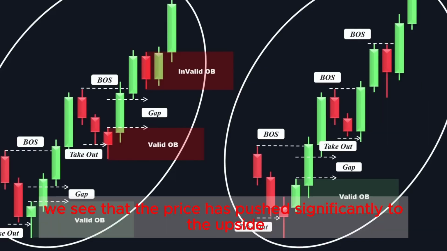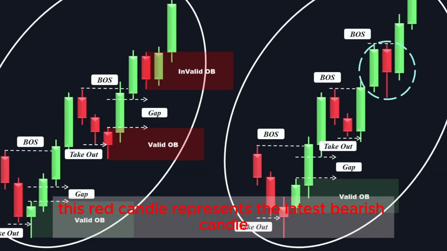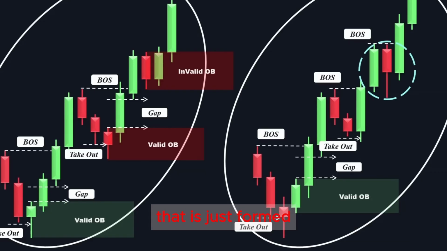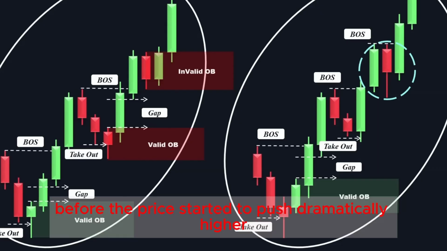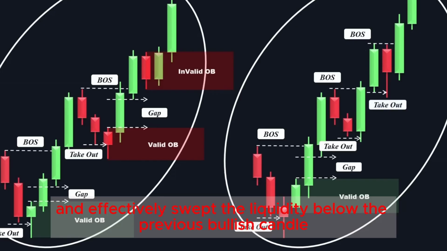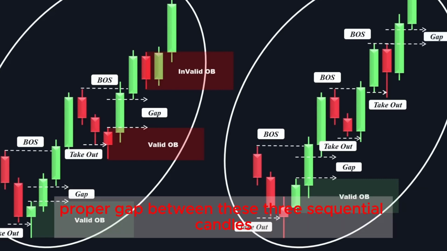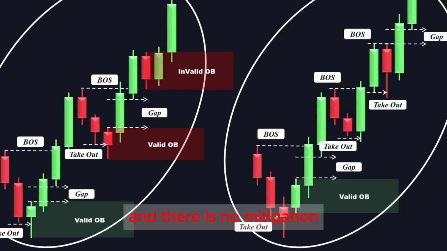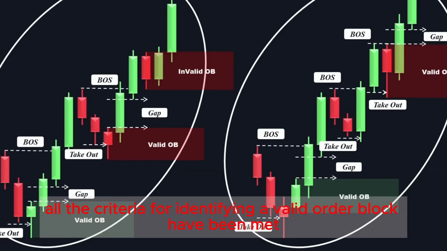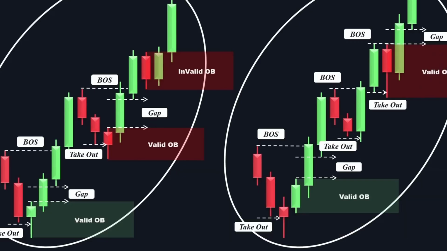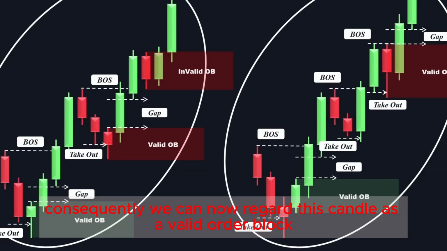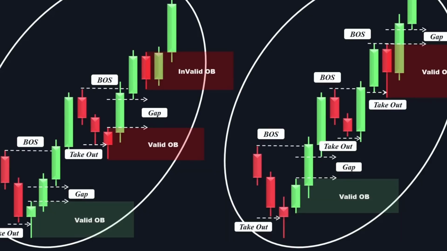Continuing, once again we see that the price has pushed significantly to the upside. This red candle represents the latest bearish candle that has just formed before the price started to push dramatically higher. It is evident that this bearish candle has surpassed and effectively swept the liquidity below the previous bullish candle. As the price has also created a proper gap between these three sequential candles, and there is no mitigation, all the criteria for identifying a valid order block have been met. Consequently, we can now regard this candle as a valid order block.